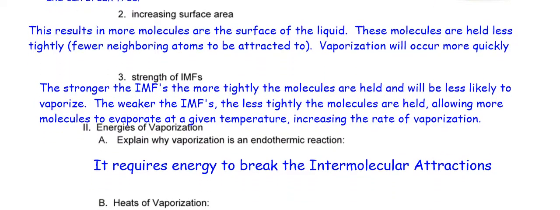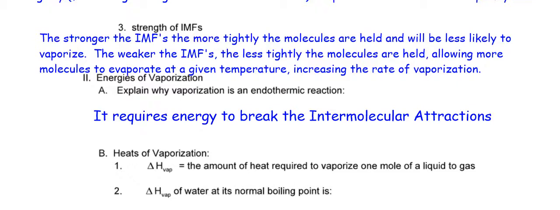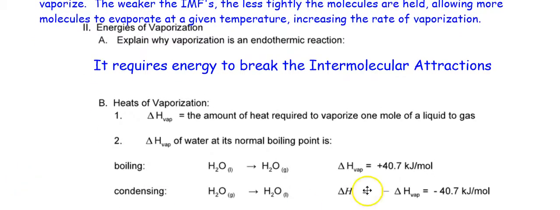Okay, so what's a heat of vaporization? Well, here you go. It's another delta H. Does that look familiar? So that's an enthalpy, isn't it? So it's the amount of heat, usually in kilojoules per mole, required to vaporize, well, here you go, 1 mole of a liquid to a gas. And the heat of vaporization of water at its normal boiling point is, are you ready? Check this out. Okay, 40.7 kilojoules per mole. So this is at its normal boiling point. And so this is what's happening in that transition when you go from a liquid to a gas.